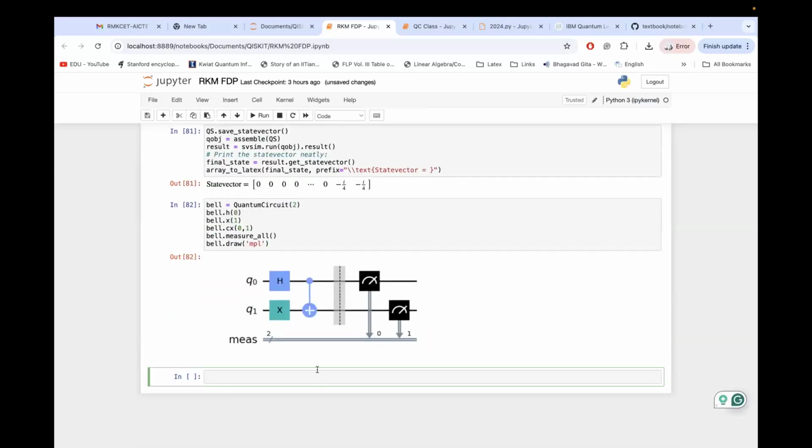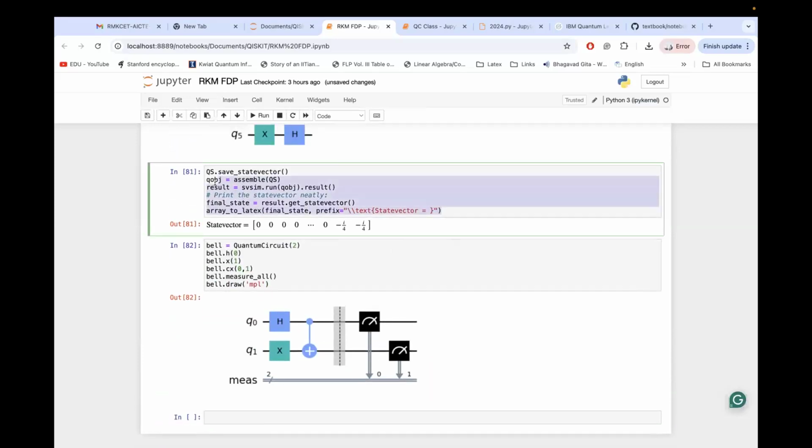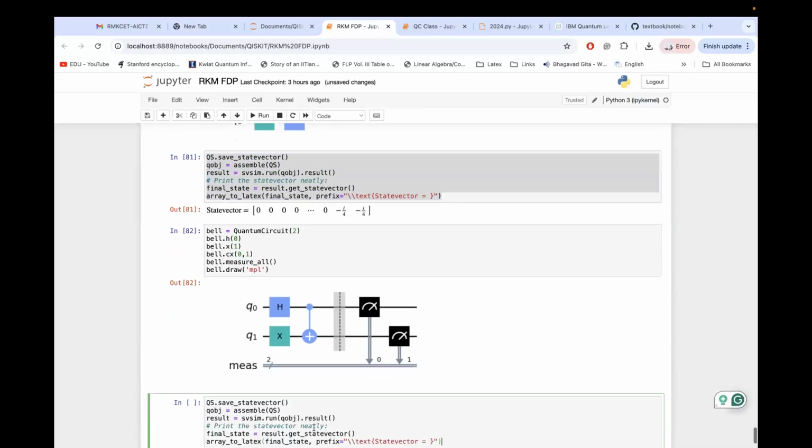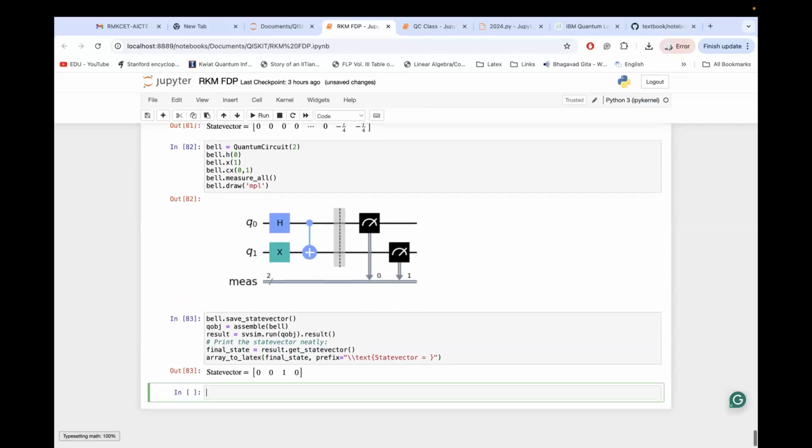So this is the build state, and when you use this array to LaTeX command, that is going to print the quantum state straight away instead of visualizing that one. So here we have to use the name build, because that's the circuit name, build. Then this is the state, right? So this is what you're going to get as the output.